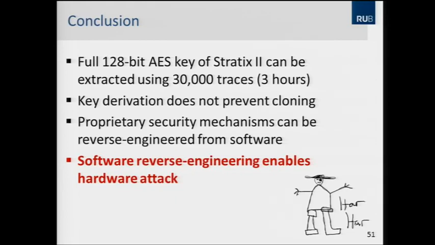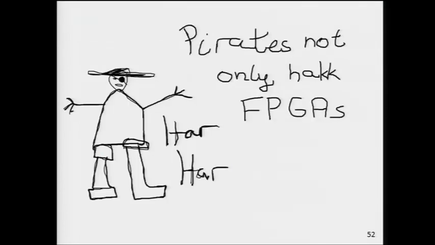With this, we're done with the FPGA story, and now we go on, because pirates do not only hack FPGAs, but also, for instance, door locks. For this, we go up the coast a bit to Canada. Here, Canada is identified with the beaver, which has nothing to do with this engineer. It's just identified like this.